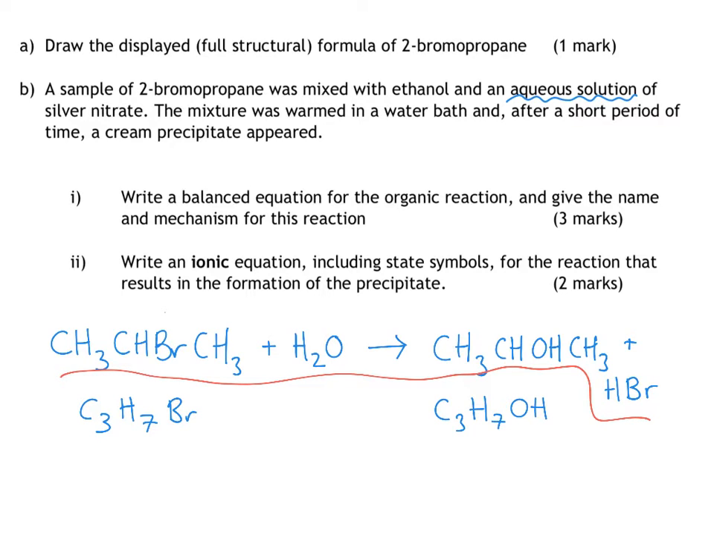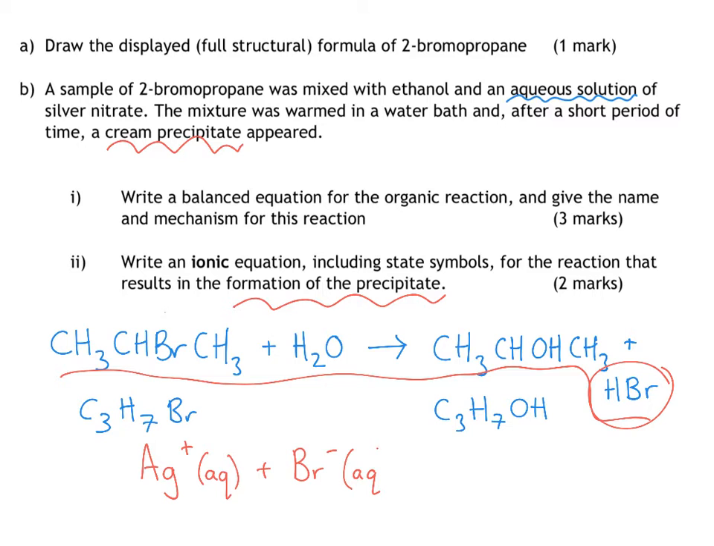So part II says write an ionic equation for the reaction that results in the formation of the precipitate, and we're given a clue, it's a cream precipitate. We shouldn't need that clue because the idea is the reaction forms HBr. HBr will dissolve in water and it's an aqueous solution to make bromide ions. So the ionic equation is going to be the same for all of the formations of silver halides. You just need to know this ionic equation confidently.